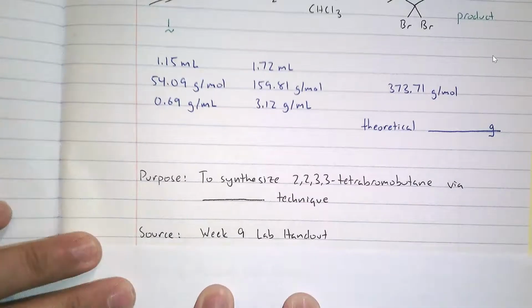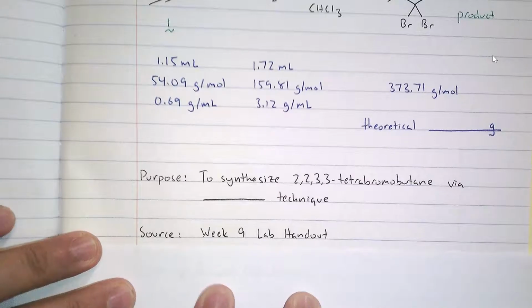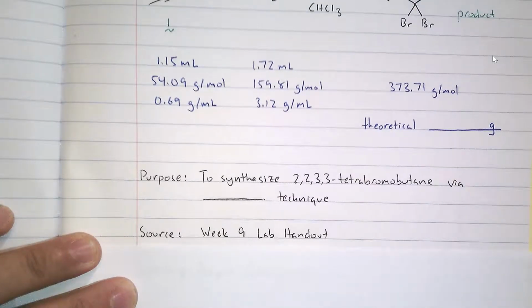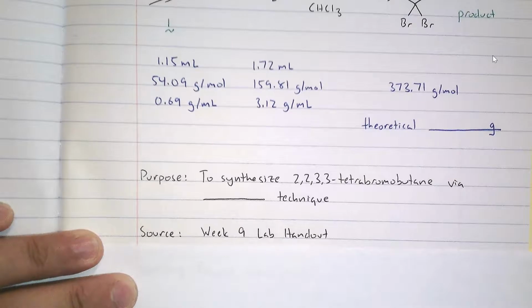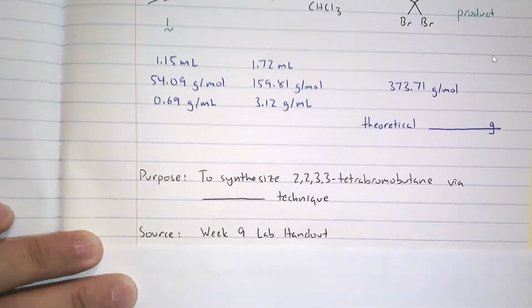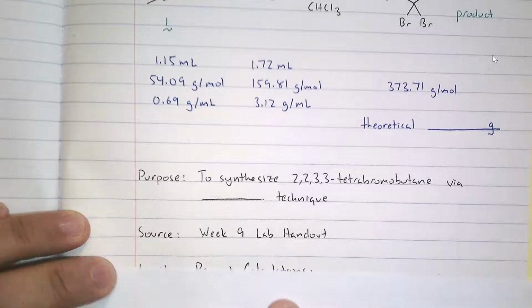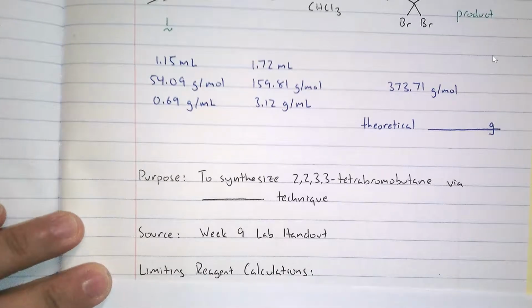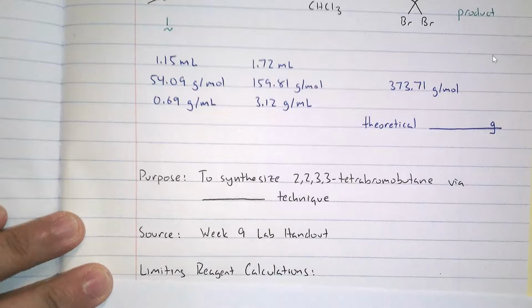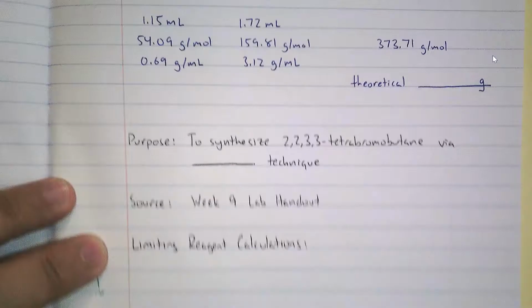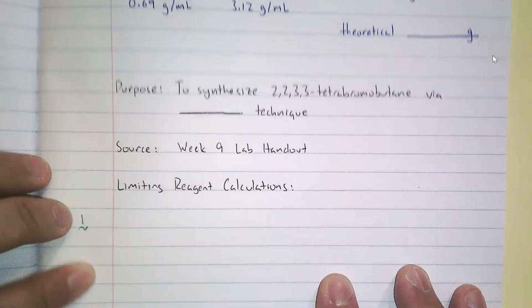And then we have the source. Okay. Now, if this is the first time you're writing up a reaction in your lab notebook, you're going to need to put limiting reagent calculations. And you've done this in general chemistry. I'm going to show you how to do this again here for this organic chemical reaction.